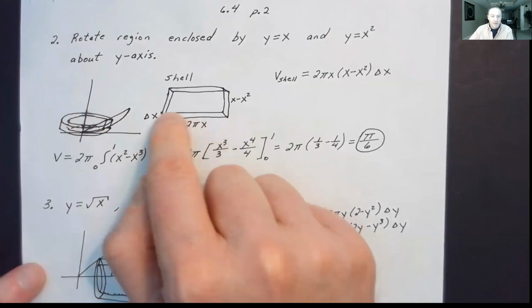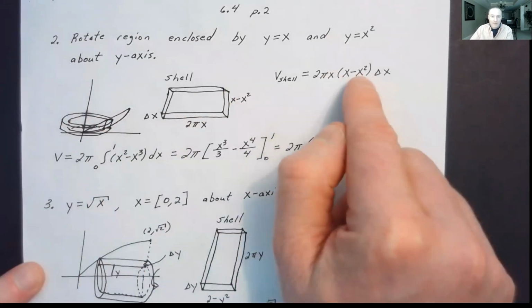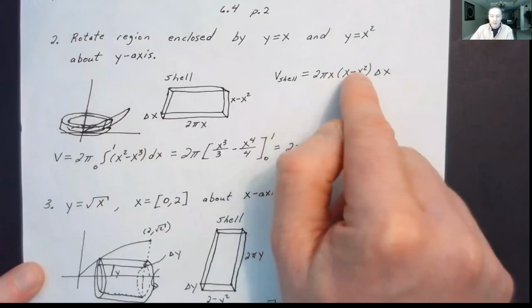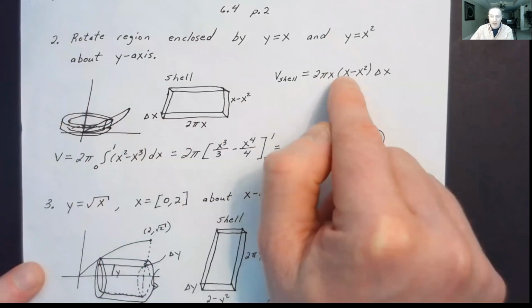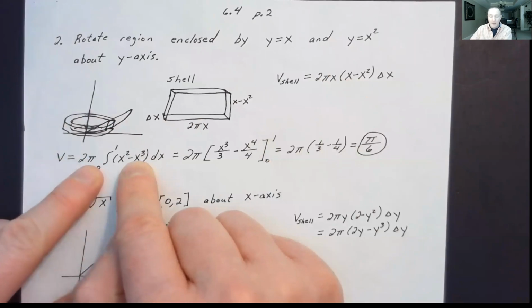So I get the volume of the shell, base times height times the width: 2 pi x times (x minus x squared) times delta x. I went ahead and distributed the x through that group when I brought it down here, and I said, well, then that's going to become x squared minus x cubed in there. I'll keep the 2 pi on the outside.